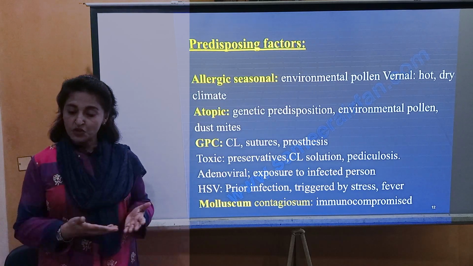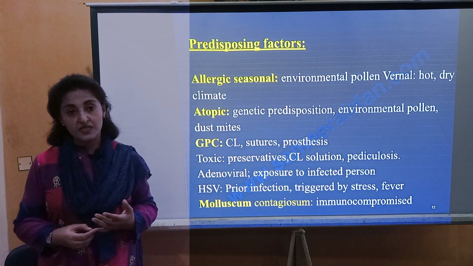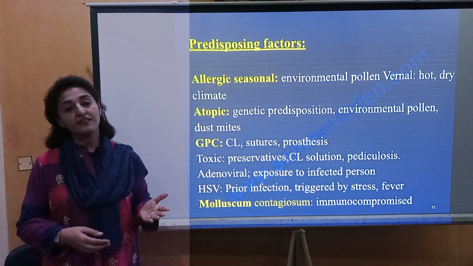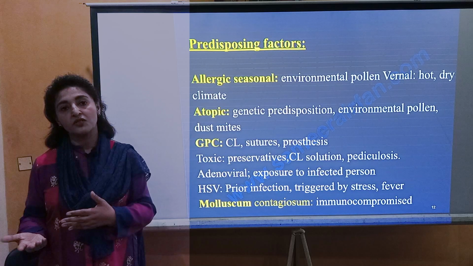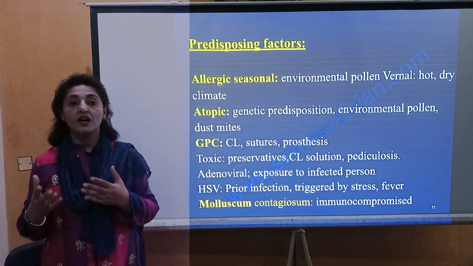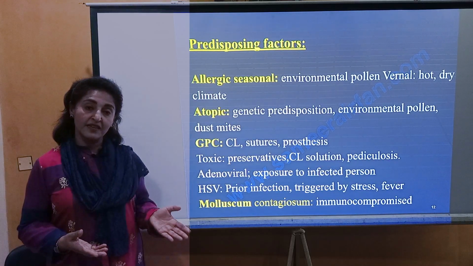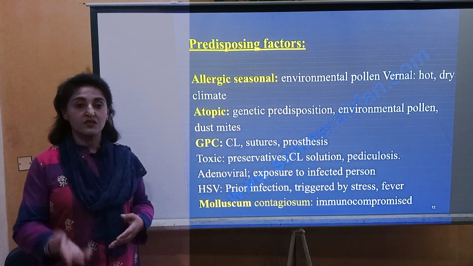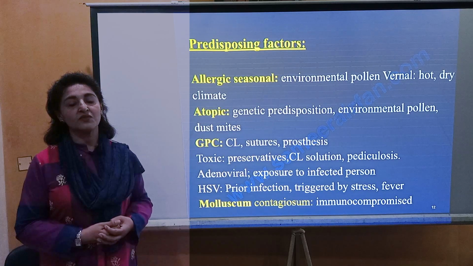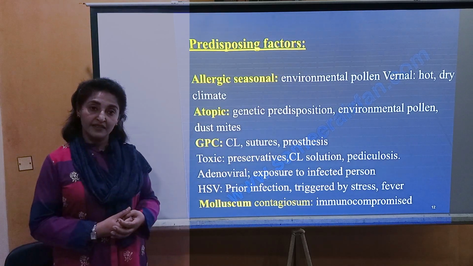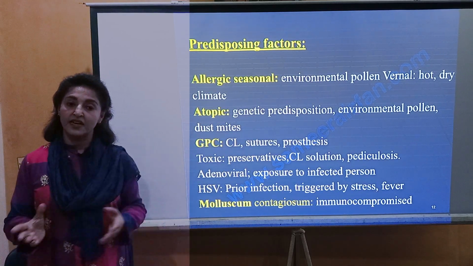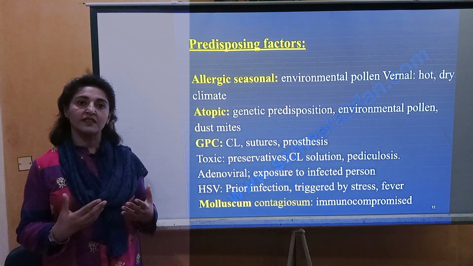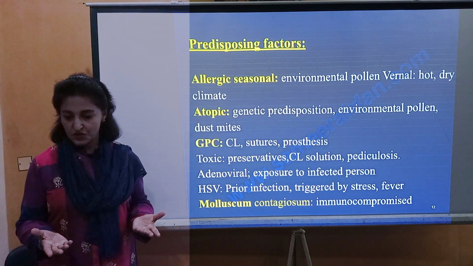Then for atopic conjunctivitis, there is always a genetic predisposition. The atopy runs in families. And then there is environmental influence of pollen, of dust, house mites, bed mites. They all lead to the increased prevalence of atopic conjunctivitis, which is very difficult to treat. And it has all these allergens. They have to be avoided from the life of that patient.